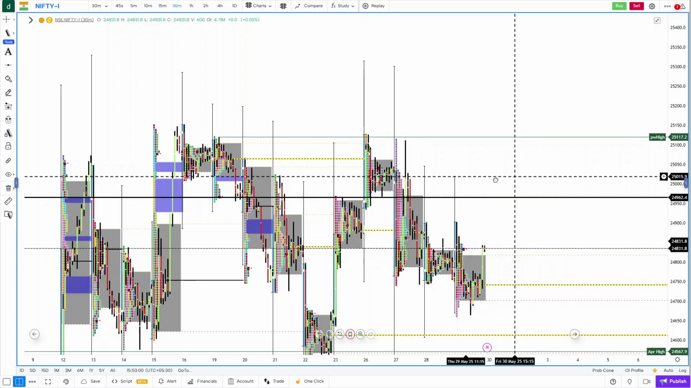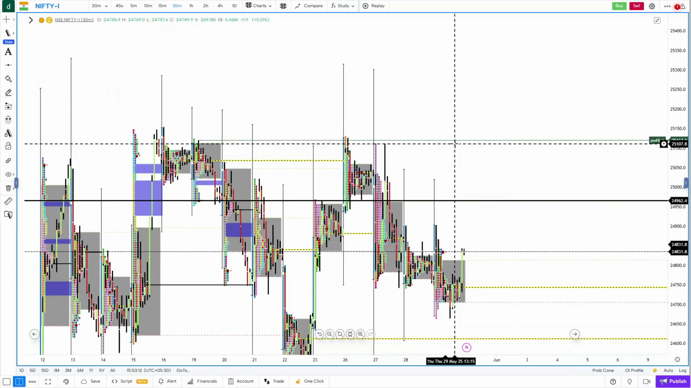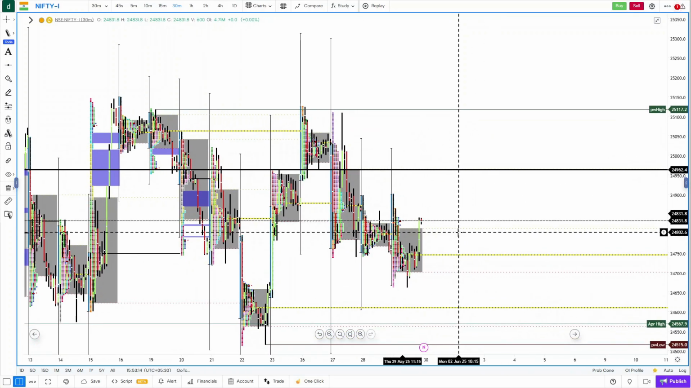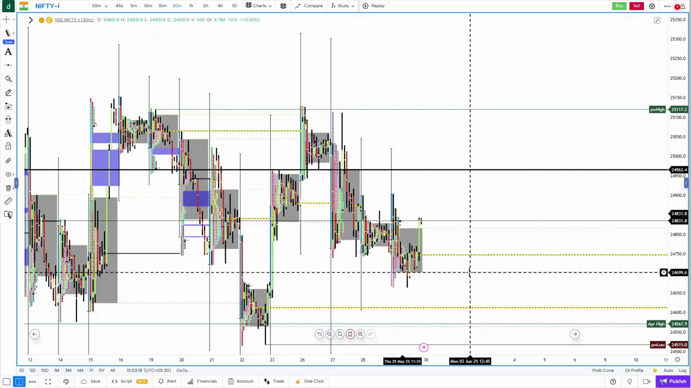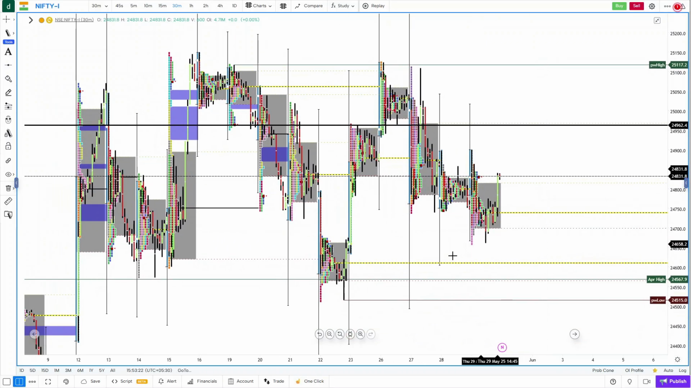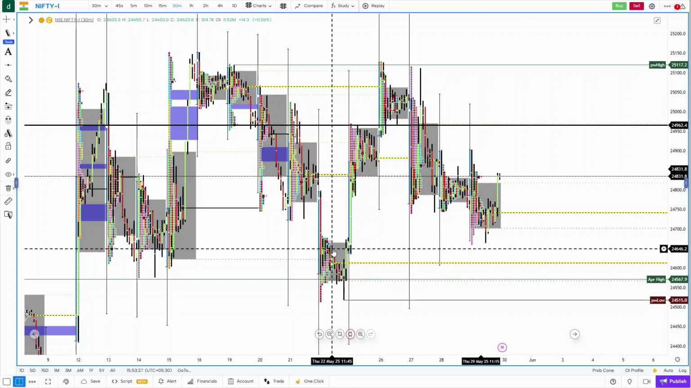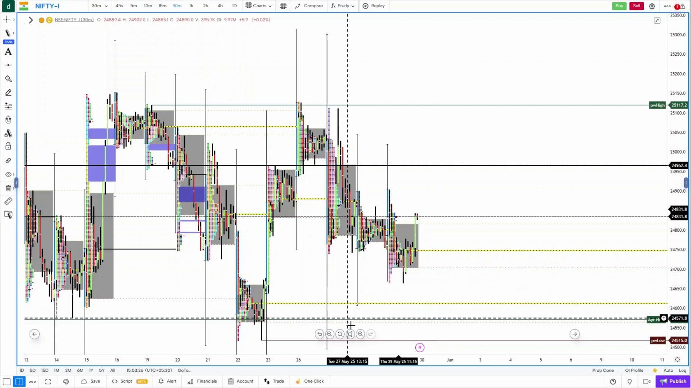If at all it couldn't go above these levels, then again we can expect this area, 24,750 POC and 24,700 levels, and it will come down to the lower end of this multi-day balance. So this is with Nifty, guys.